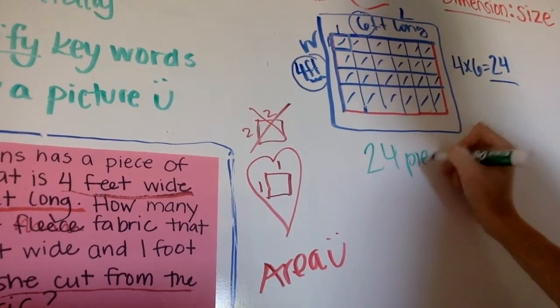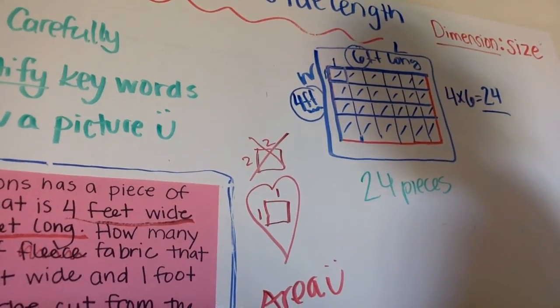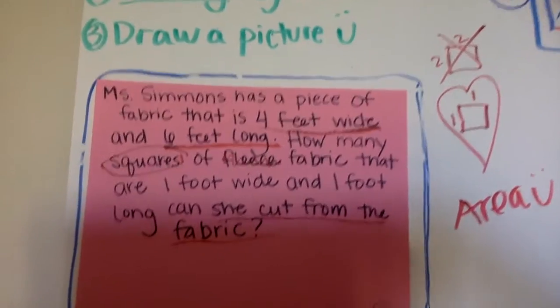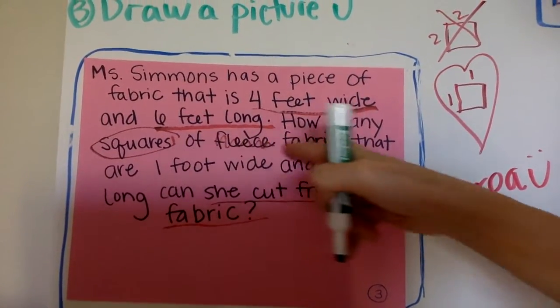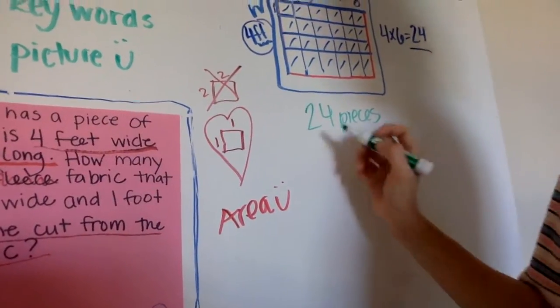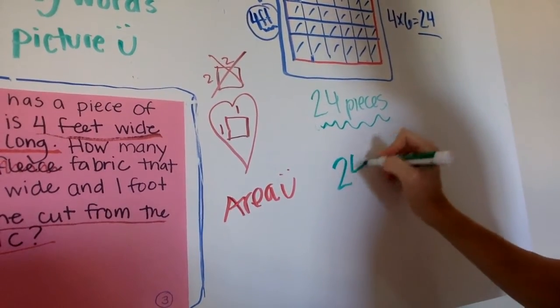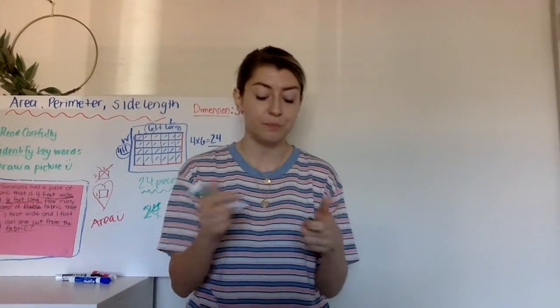24 pieces. So we can also say that the area is 24 pieces, but that question isn't asking specifically for the area. It's asking how many squares of fleece fabric can she cut. So when you're answering, remember, you're going to write 24 pieces. Just writing 24 is not enough. There's a lot of information missing if you leave out your label.